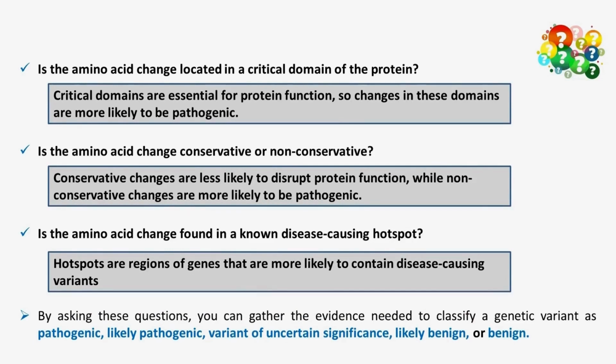So by asking these questions, we can gather the evidence needed to classify a genetic variant as pathogenic, likely pathogenic, variant of uncertain significance, likely benign, or benign category.